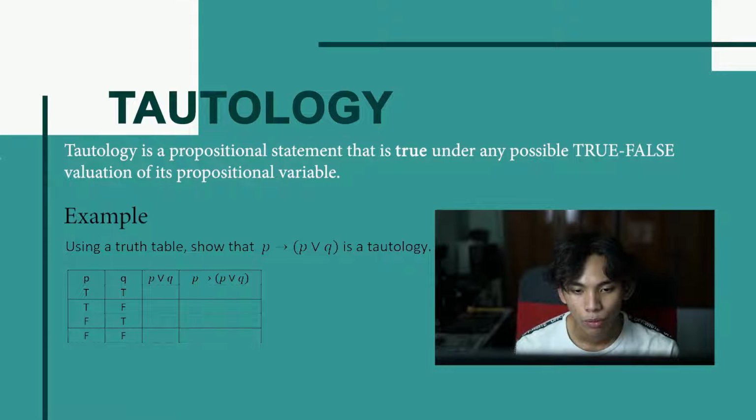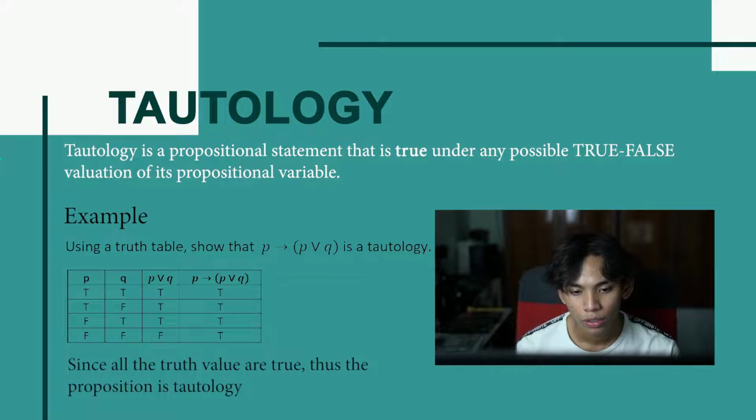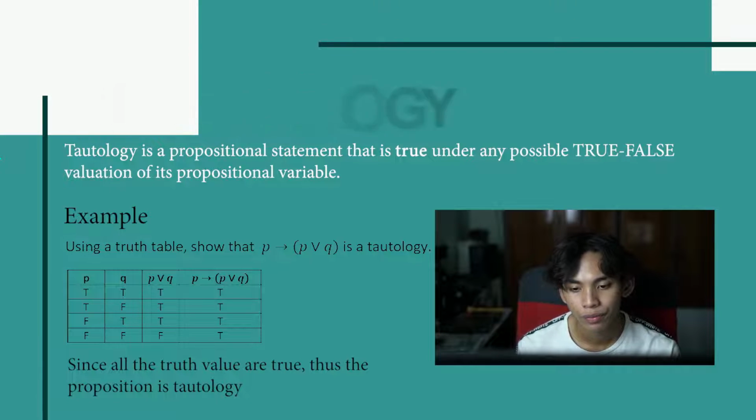And then we find the value for P or Q. P or Q will be false if both values are false, otherwise it's true, so only the last one will be false. Next, for implies, the value will be false if the P value is true and the Q value is false, otherwise it will be true. You can see that all the values are true. Hence, since all the truth values are true, the proposition is a tautology.